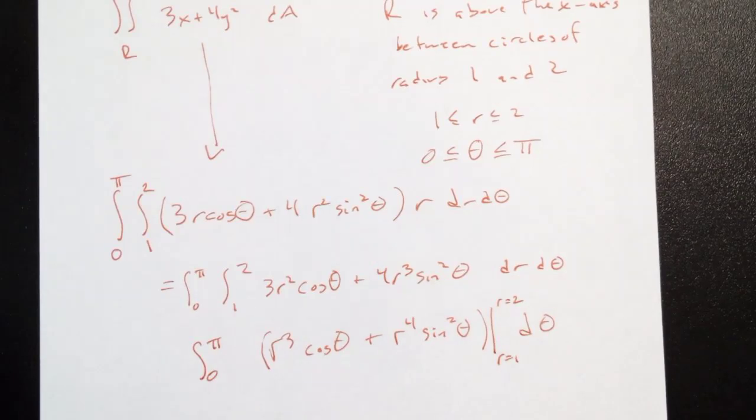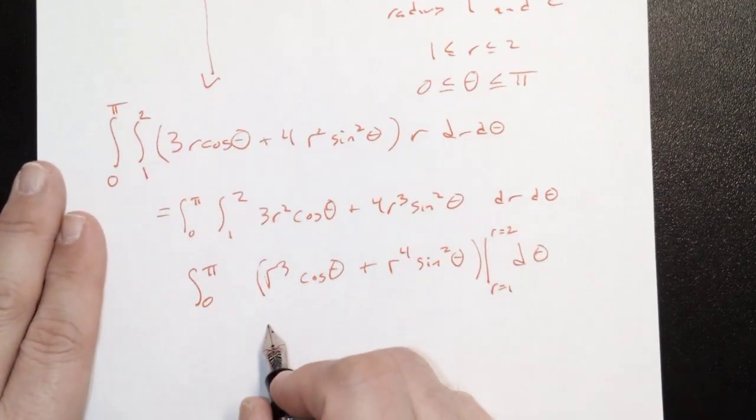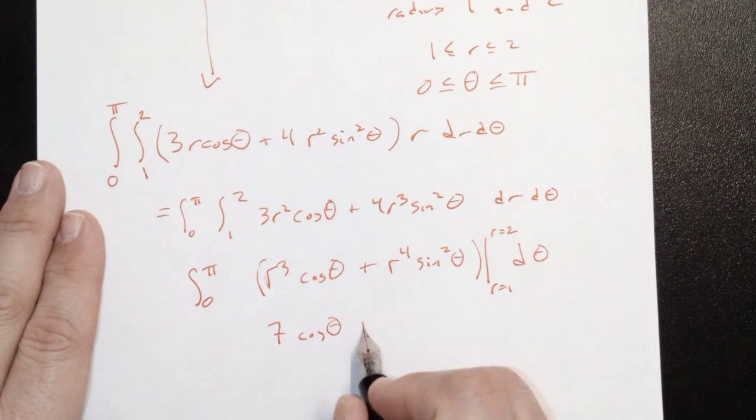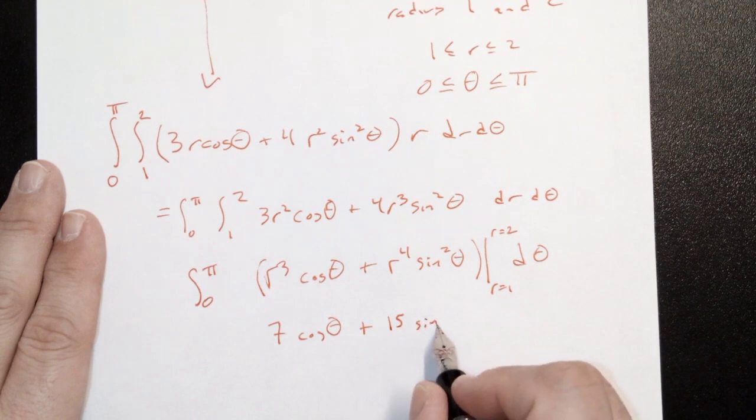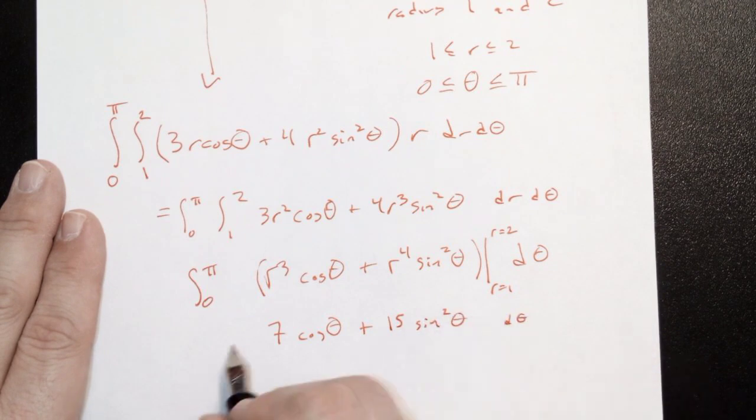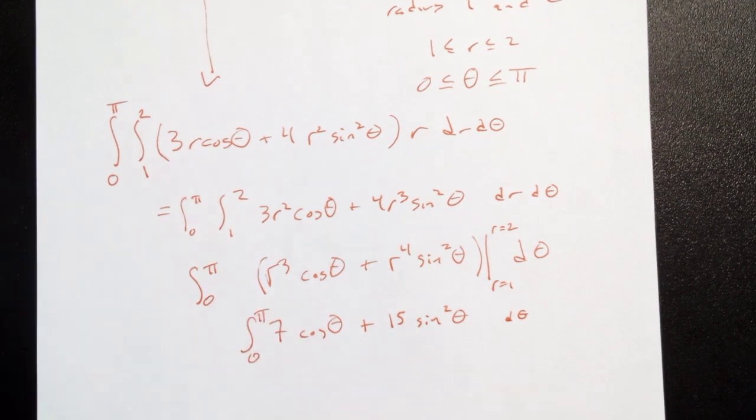So you've got to put in 1, you've got to put in 2, and do the subtraction. Well, 2 cubed is 8, 1 cubed is 1, so that's 7 cosine θ. 2 to the 4th is 16, minus 1 to the 4th, that's 15 sine squared θ, and I'm integrating that dθ. Here's where I need to go back to chapter 7, because I have an integral with a sine squared in it, and that means I need the square reducing formula, which of course we memorized so thoroughly, right? Me either. What I do remember is that it comes from the double angle formula.